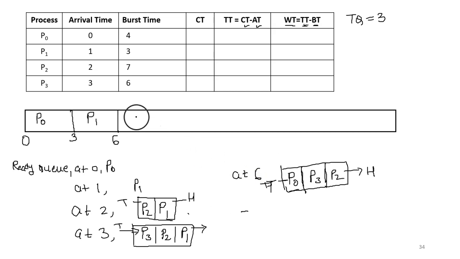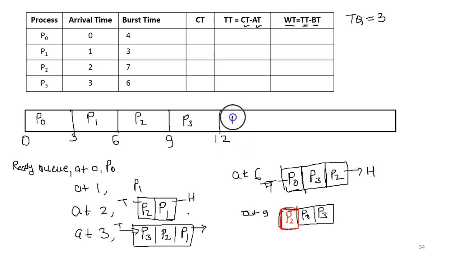At 6, CPU will be given to the next process in the ready queue, that is P2. P2 will execute for 3 units, total is 9, and at 9 the ready queue will be like this, and the preempted process P2 will be put back in the ready queue. Means after preemption of P2, CPU will be assigned to process P3. P3 will hold CPU for 3 units. Total time is 12. Then after P3, CPU will be assigned to the next process, that is P0.